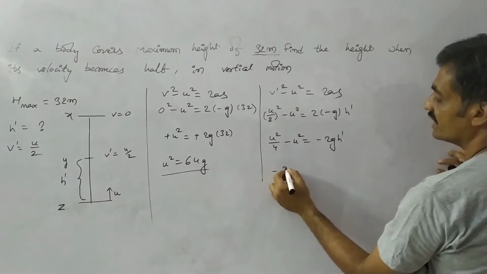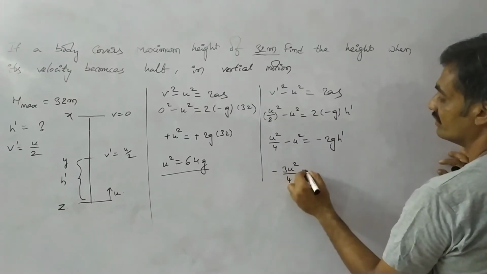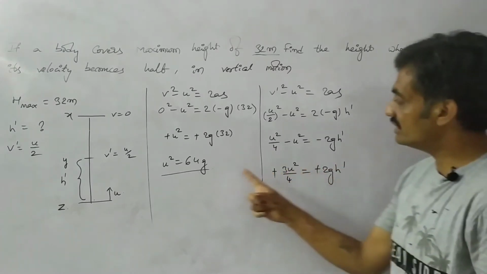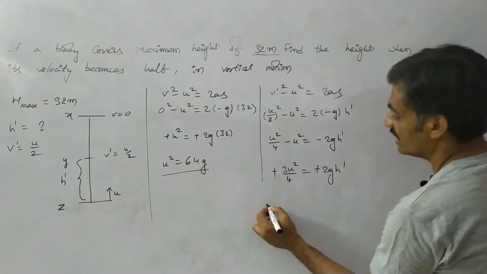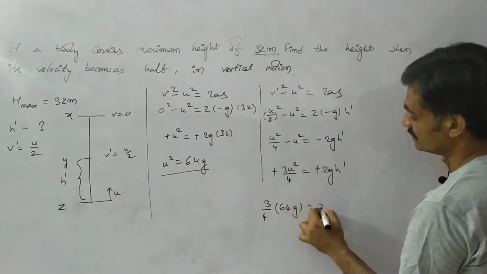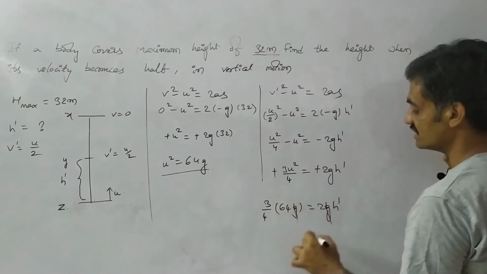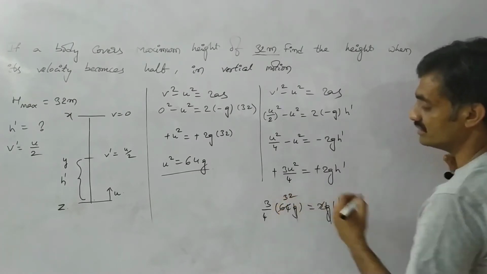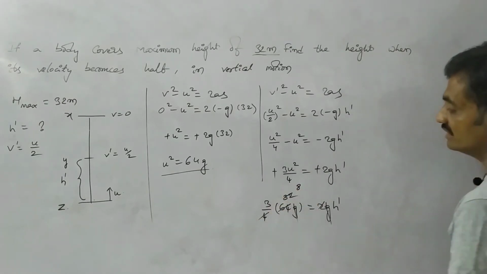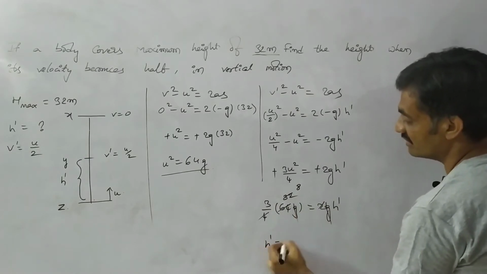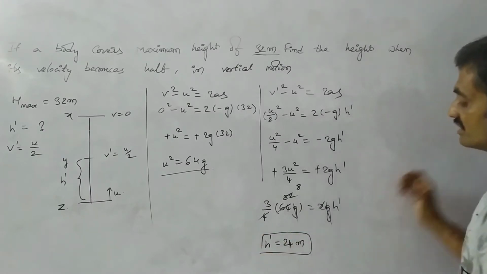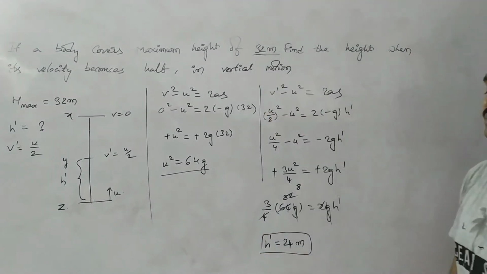As we simplify this, we get minus 3 u square by 4 equals minus 2g h dash. Minus and minus get cancelled, where we know that u square equals 64g. Substituting this value, we have 3 by 4 into 64g equals 2g h dash. g and g get cancelled. 4 8s are 32, then h dash equals, 8 3s are 24. So the height at which the velocity becomes half of its initial value is 24 meters.